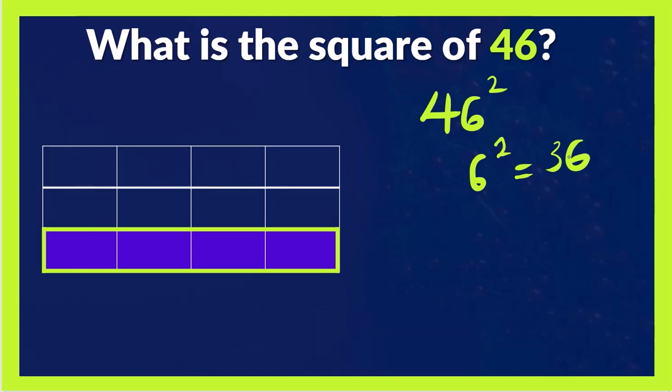This 36 is a two-digit number, so we're going to write the 6 here and we write the 3 here. Amazing, good job. The second step: take the first digit and square it. So we have 4 square, which gives us 16, since 4 times 4 is 16. So we write the 6 here and we write the 1 here.